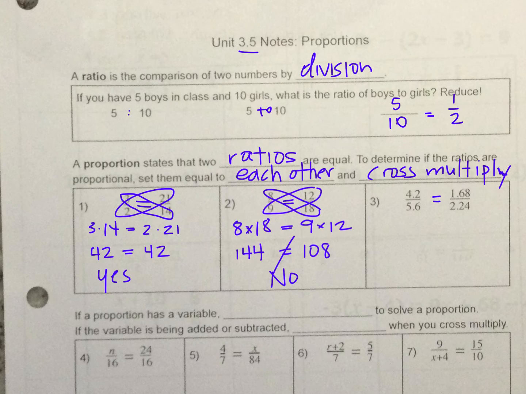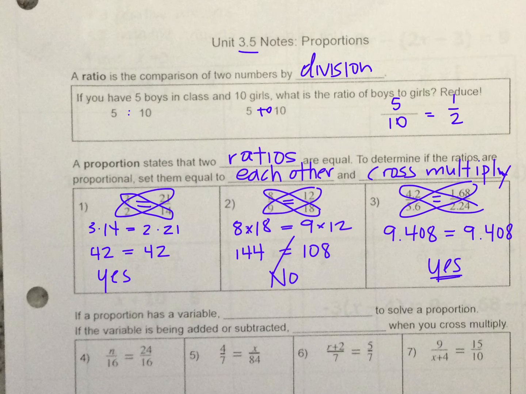Let's set these equal to each other. 4.2 times 2.24. When I multiply that, I get 9.408. When I do 5.6 times 1.68, I get 9.408. So yes, those are proportional. So that's easy. You should have learned to cross multiply a while ago.